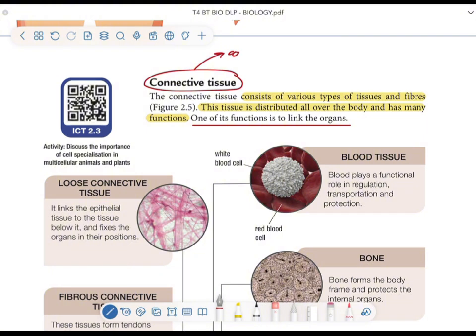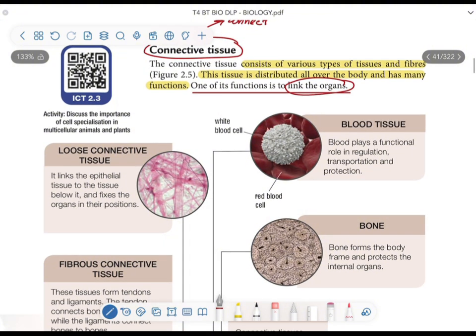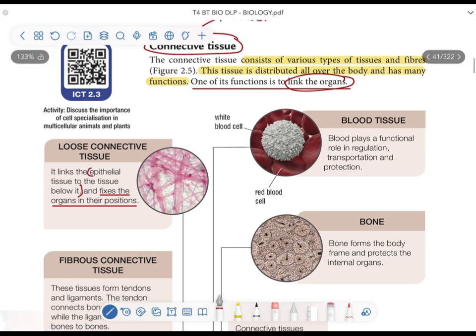Okay? So one of the functions is to link the organs. Let's look at the diagram one by one. First of all is the loose connective tissue. It links the epithelial tissue to the tissue below it and fixes the organs in their position. Just like glue, when you want to fix something on paper, you use glue to stick it on the paper so that it won't move. So in this case, loose connective tissue connects the epithelial tissue to the tissue below it.